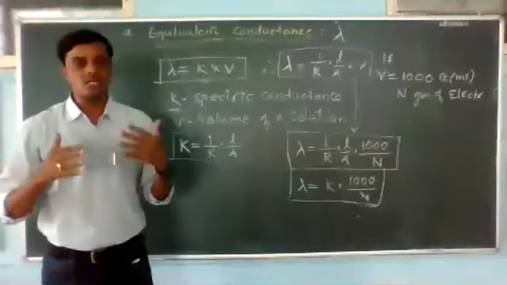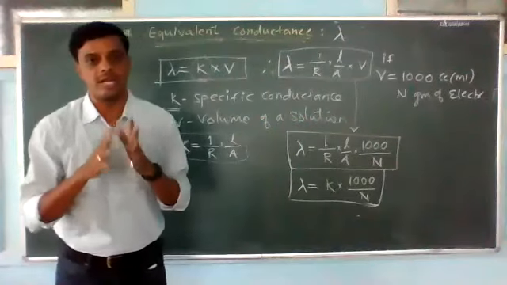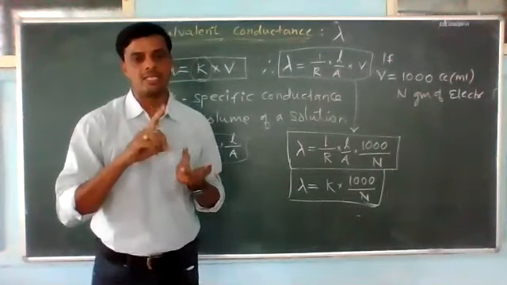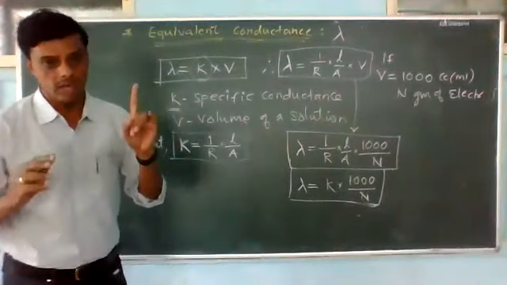Now, these electrolytes are all kinds of inorganic and organic salts like NaCl, KCl, ferrous sulfate, iron sulfate, etc. All such salts are electrolytes. And these electrolytes can further be divided into two classes. That part we will discuss after some time. And I hope it is clear to you what is equivalent conductance.